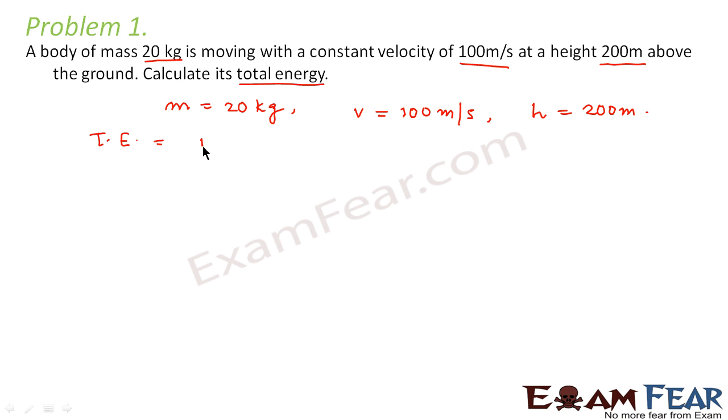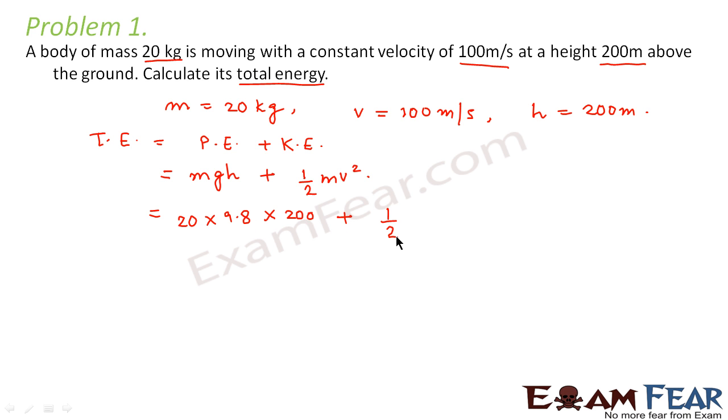So total energy will be equal to the potential energy plus kinetic energy. What will be the potential energy? Potential energy is mgh and kinetic energy is half mv square. Now since the body is at a height of 200 meter above the ground, it will possess some potential energy because of its position. So this will be m into g into h, plus, since the body is also moving with some velocity, by virtue of its motion it will have some kinetic energy.